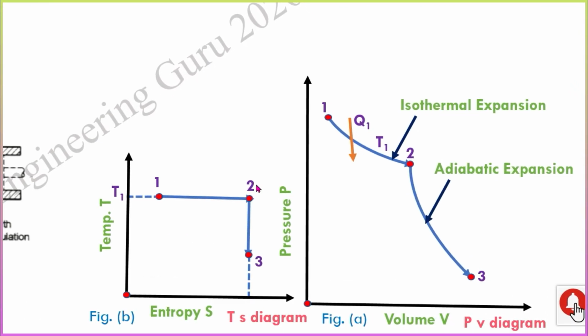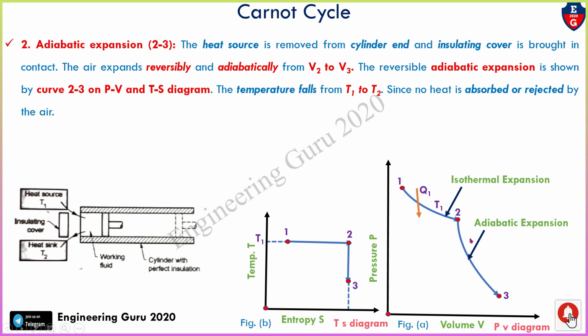In the TS diagram, points 2 and 3: this is adiabatic expansion. We already discussed that there are two expansion processes and two compression processes, meaning isothermal expansion in the 1-2 process and adiabatic expansion in the 2-3 process. The heat source is removed. During the adiabatic expansion, the heat source is removed from the cylinder end and an insulating cover is brought into contact.